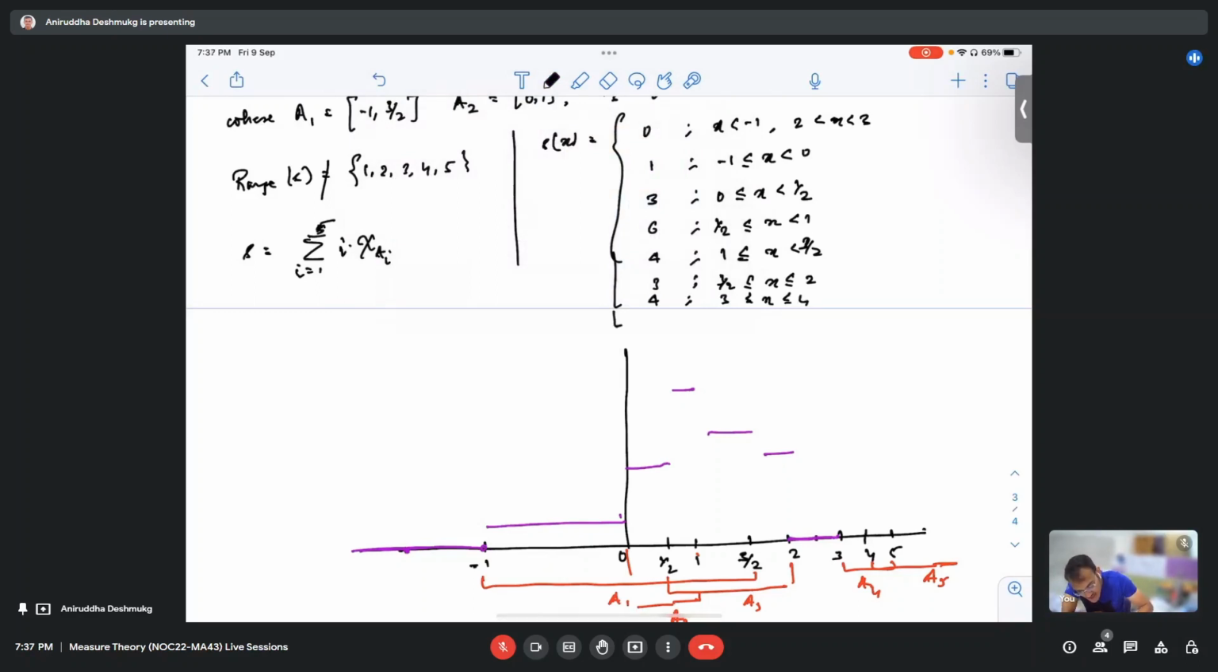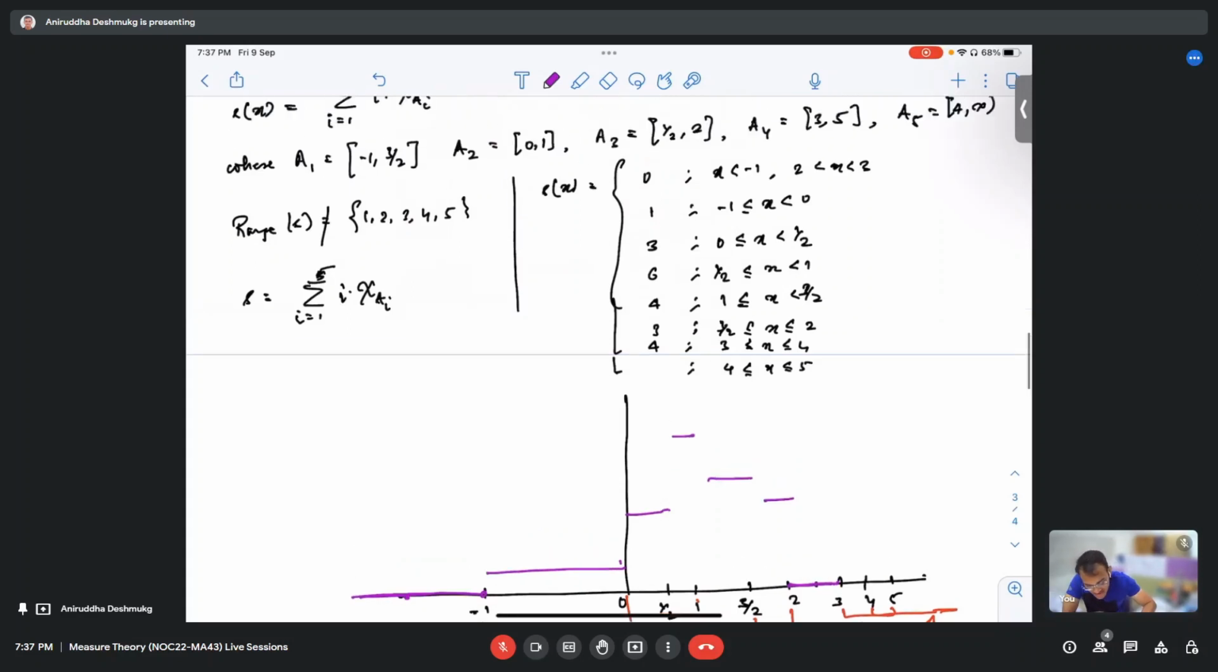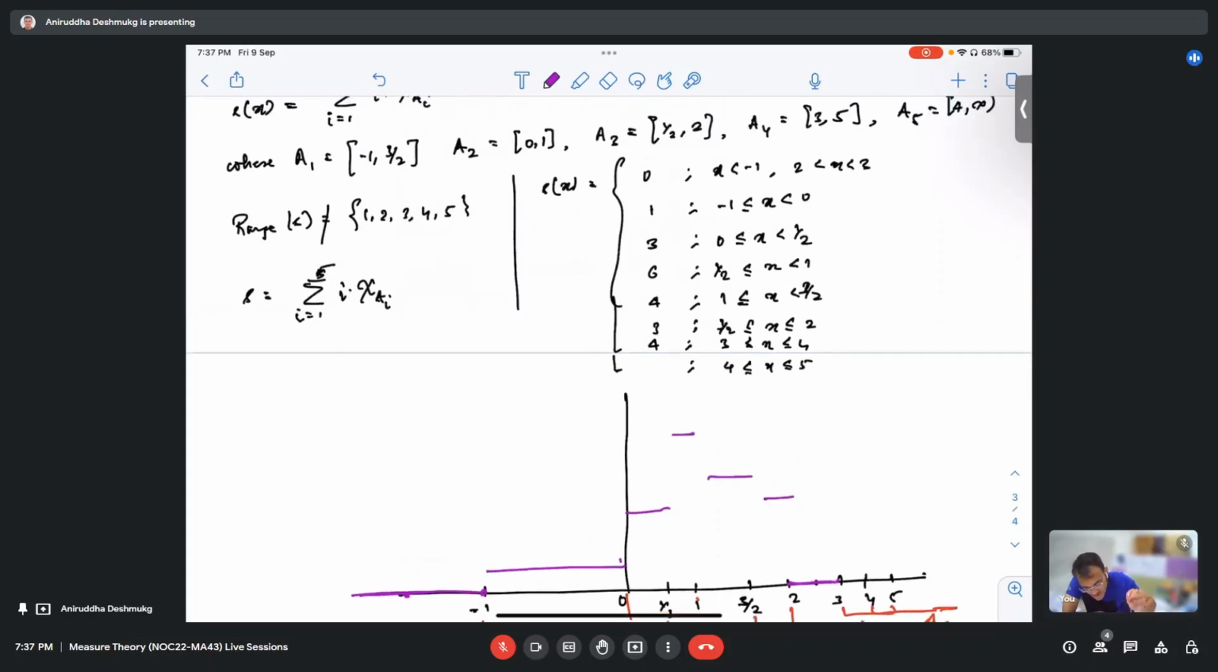Okay. And what about the next one, 4 to 5? What is the interval A5? A5 is 4 to plus infinity. It is unbounded on the right. So the value will be 9. It is 9, right?